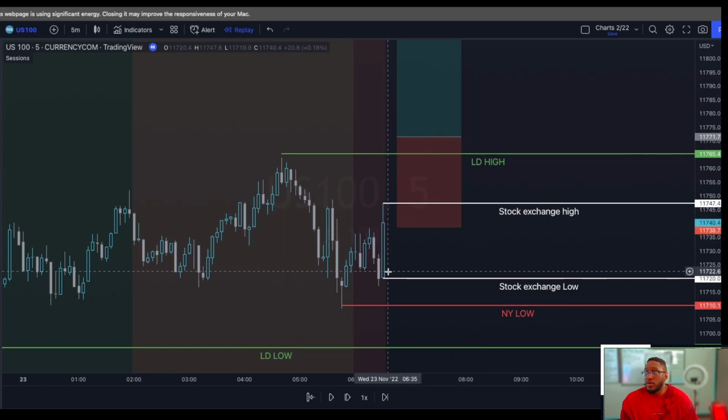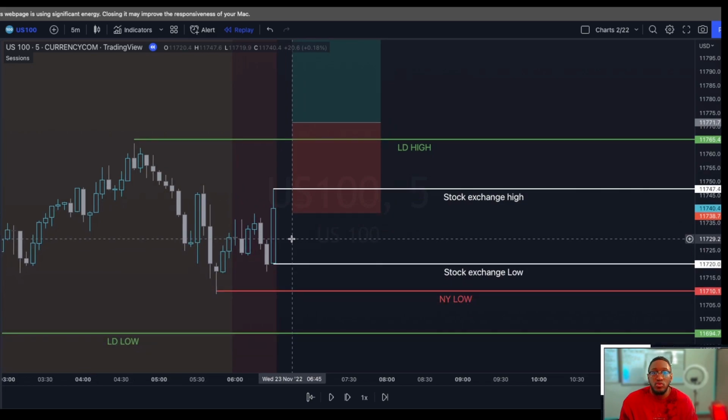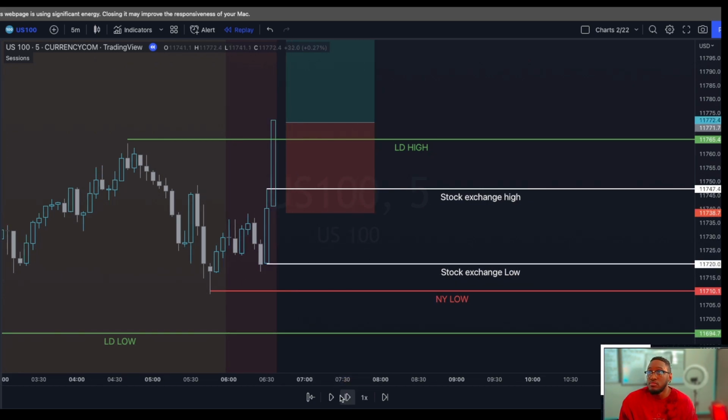Once this candle has closed on the 5 minute time frame, this is now my range. This is my high, this is my low. I'm looking for price to close outside of this range. That is my entry. Okay? So, one candle gone. Boom. You see it close right here.